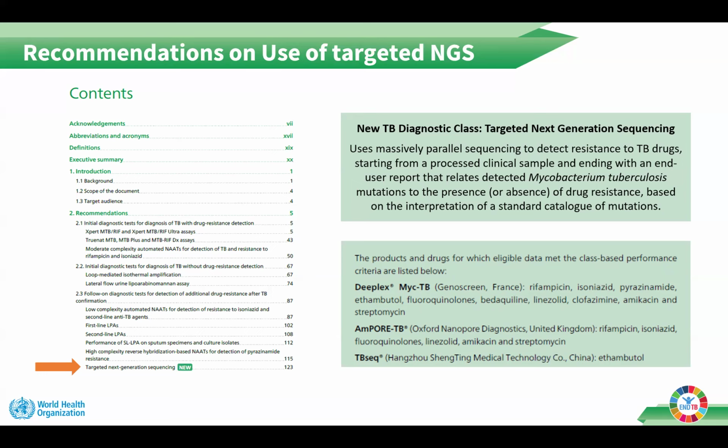These solutions, again, start with a processed clinical sample and include procedures and instrumentation to go through all of the 4 steps we reviewed on targeted next-generation sequencing in order to produce that end result. And the products that were included in the classes for first-in-class technologies are listed here. These included the Dplex MycTB assay, the Ampor TB assay, and the TB-Seq reagent kit. The drugs for which they were initially recommended for detection of resistance are listed with each of the products.